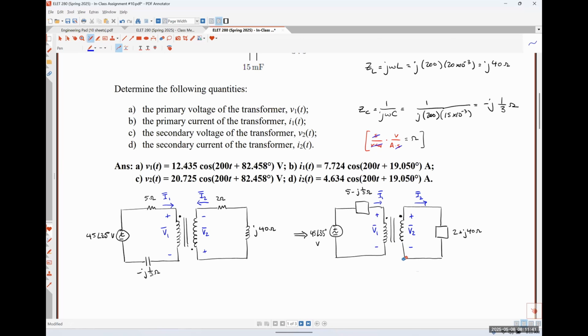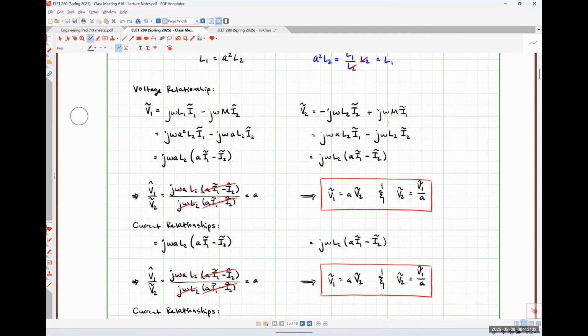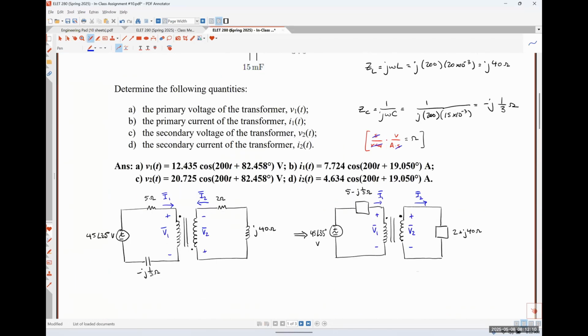And so what we have now is a system that looks exactly like the first one that we analyzed in class on Tuesday with regards to the polarities of our voltages, the location of the dots, and the direction of our currents. So we can use those relationships that we found on Tuesday. So we know that V1 is going to be equal to A times V2. I'm just going to write that down over here.